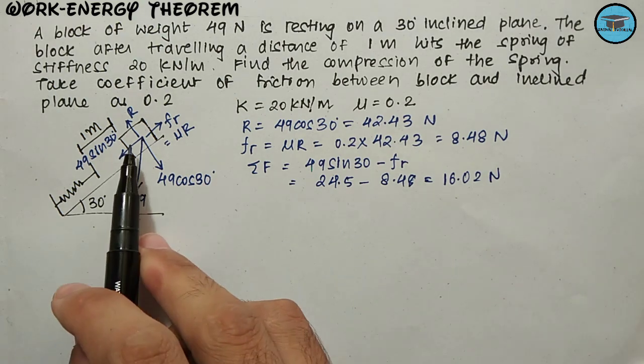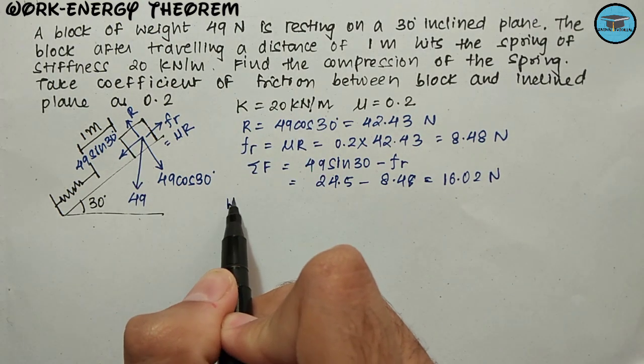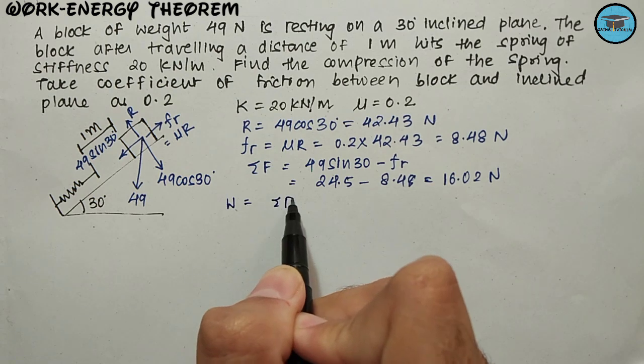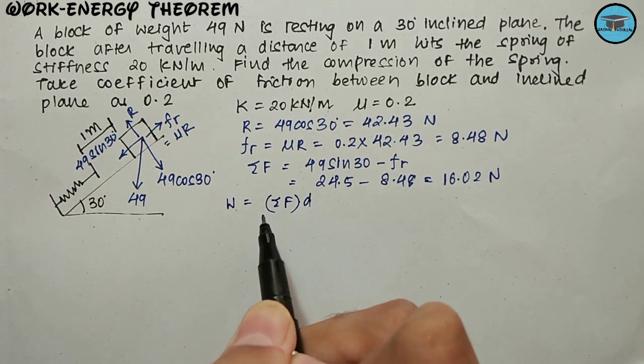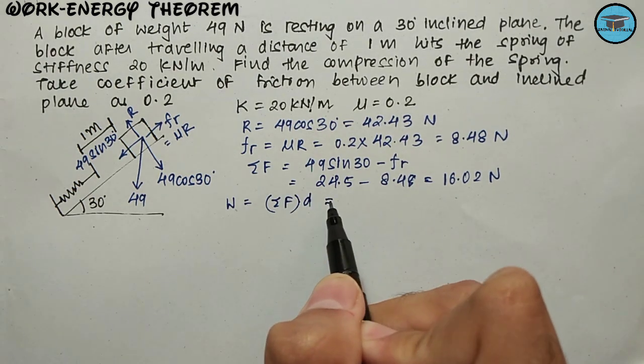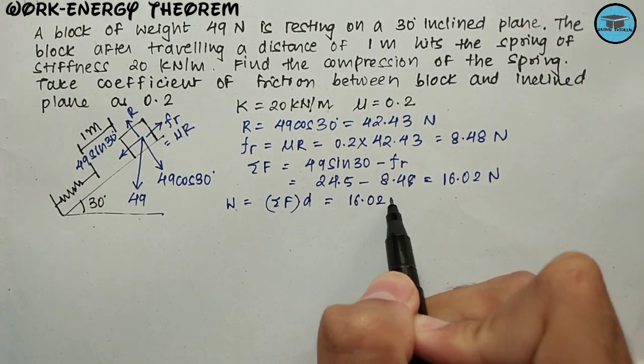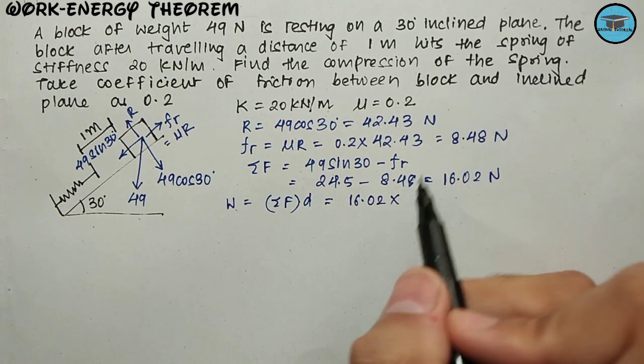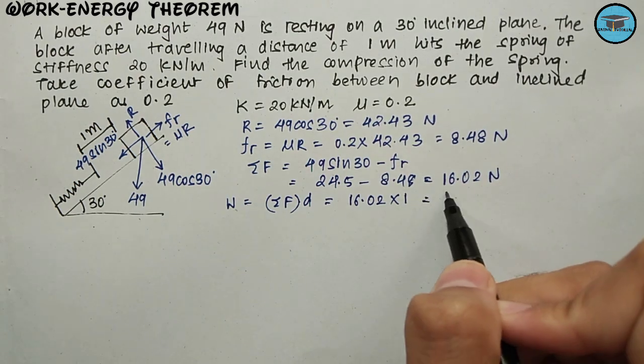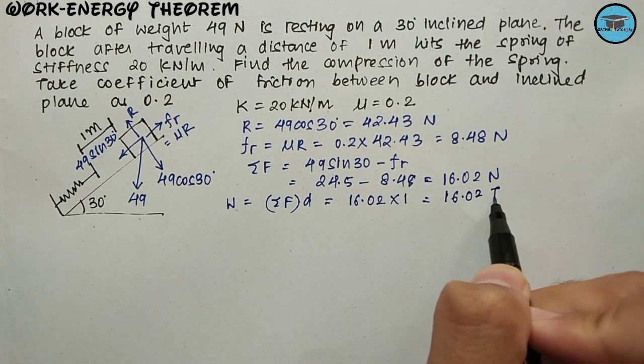Now the work done on the block can be calculated as sigma F into d. So it can be given as sigma F that we have determined as 16.02, times the distance traveled by the block, that is 1 meter. So the value of work done comes out to be 16.02 joule.